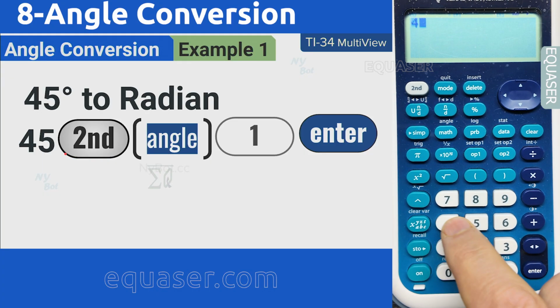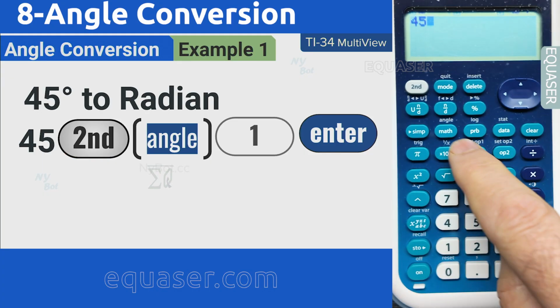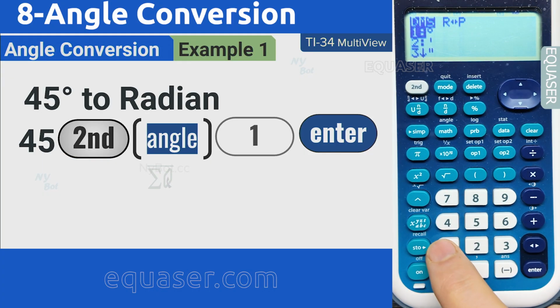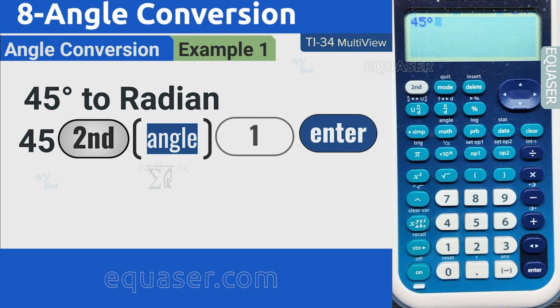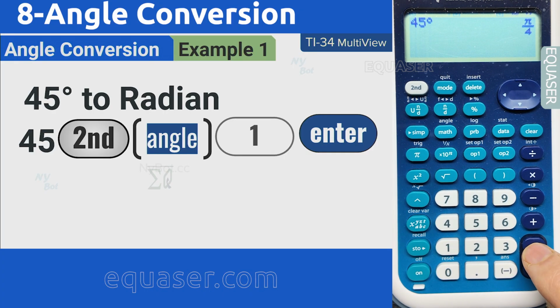and type 45, second function angle, and 1 is a degree. Because we already have selected radian here, if I press it, we will get the answer. It's pi/4. If you want to toggle the answer to see a decimal value, you can do that.